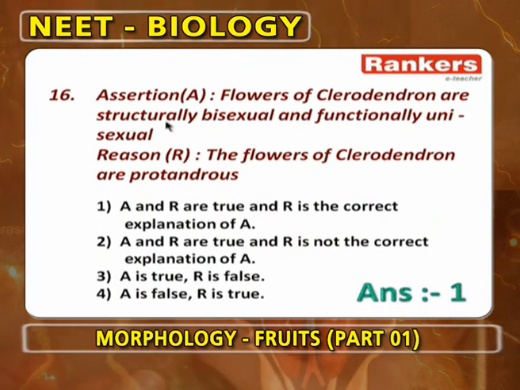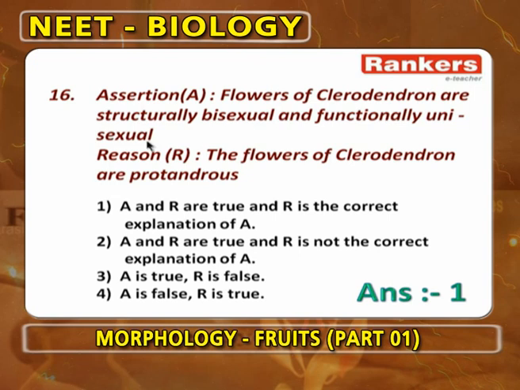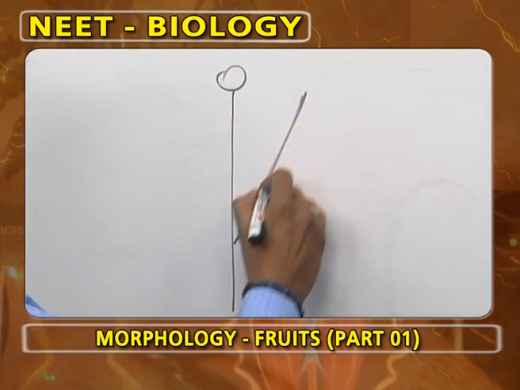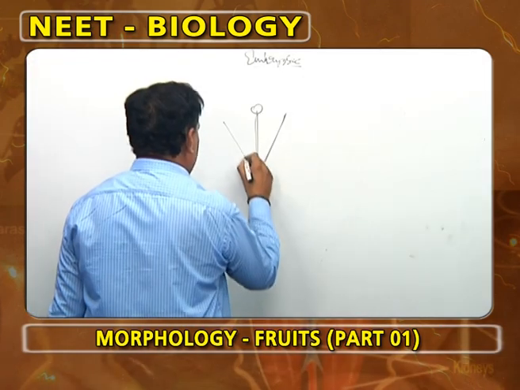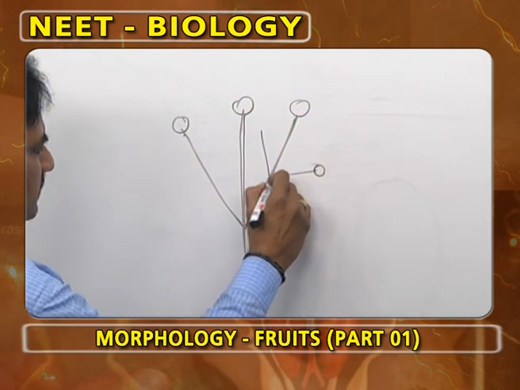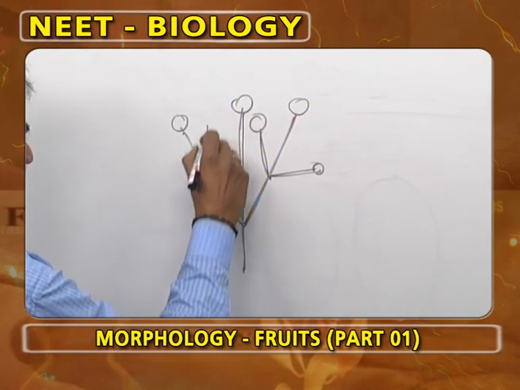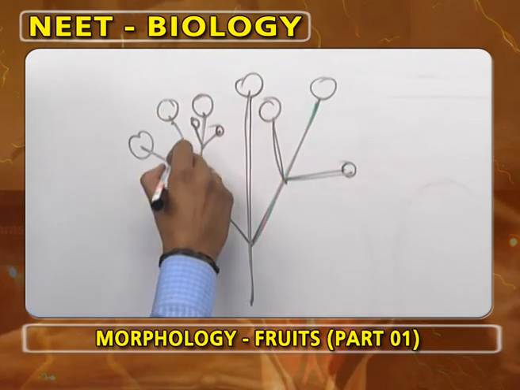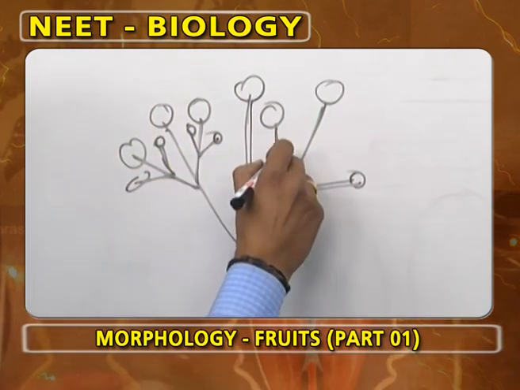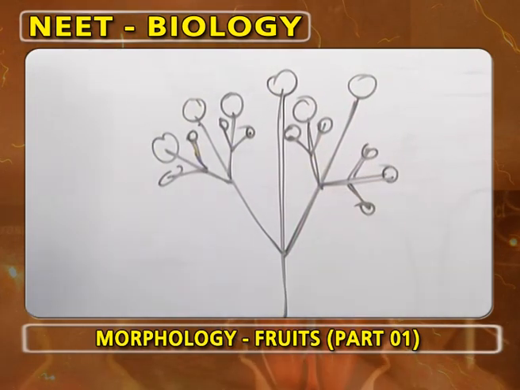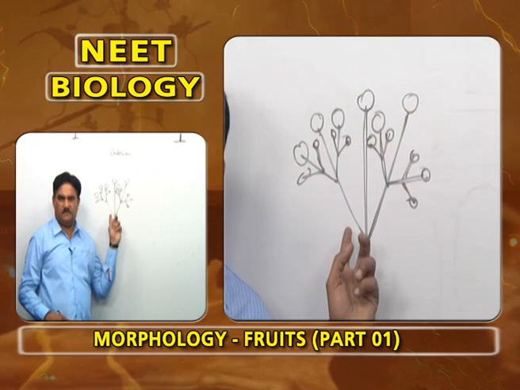Flowers of Clerodendron are structurally bisexual but functionally unisexual. The flowers of Clerodendron are protandrous. Clerodendron, we all know, has a dichasial cyme. The peduncle grows definitely, ends as a flower. From the lower side, 2 lateral branches develop, they also become flowers. 2 lateral branches again produce 2 lateral branches which also become flowers. Again 2 lateral branches produce 2 lateral branches and they also become flowers. This is a dichasial cyme. So in Clerodendron, this is the type of inflorescence.